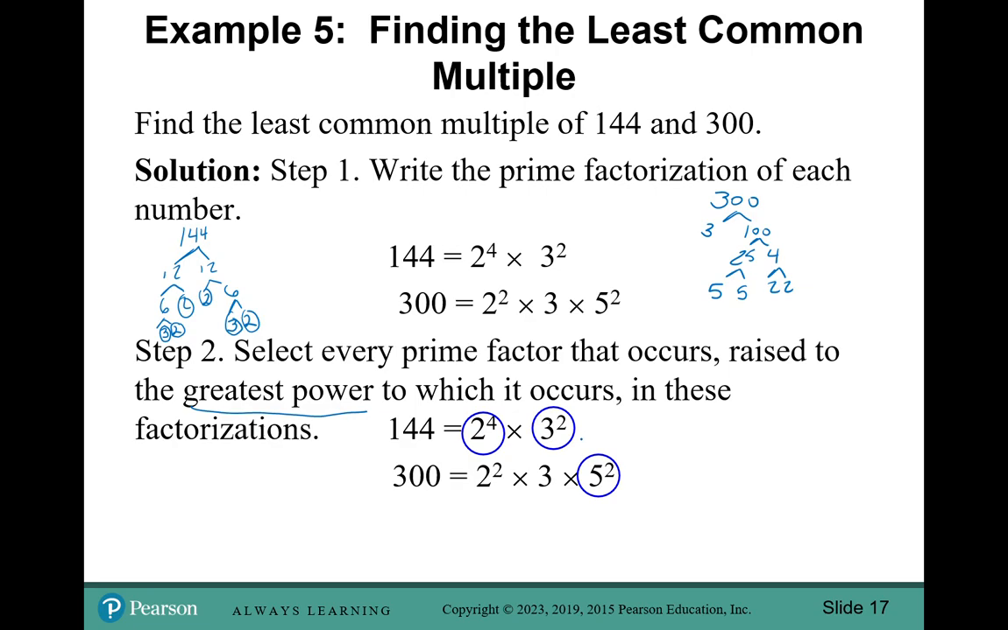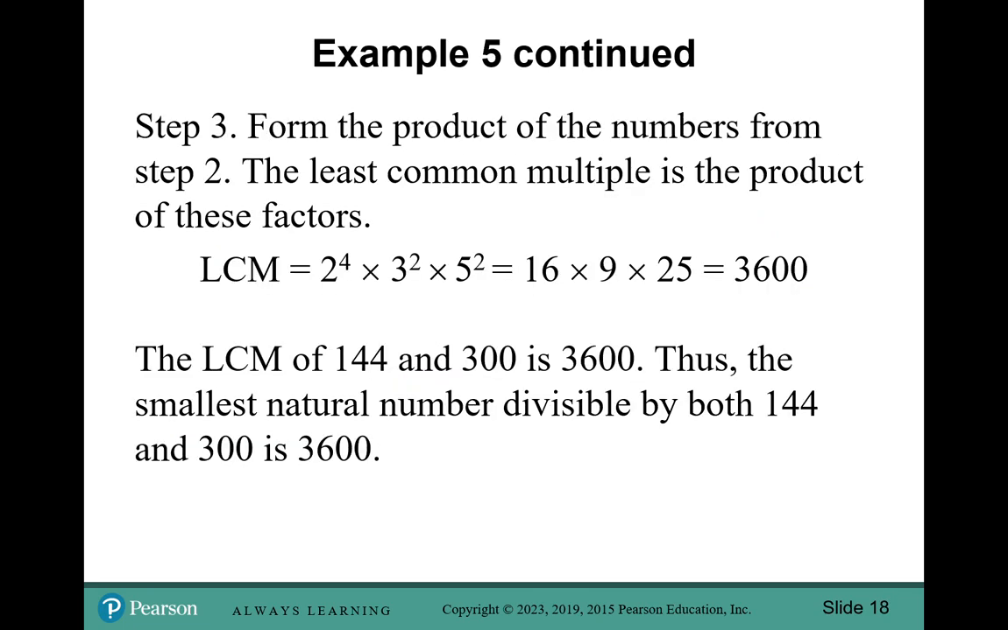That is 3 squared. Now they don't have to have it in common in order for it to be selected, because we want to select every prime. So we're also going to select this 5 here, even though it's not common. We're selecting every prime and choosing it to the greatest exponent. So here it's 5 squared. We're going to select that. So we basically wind up with 2 to the 4th times 3 squared times 5 squared.